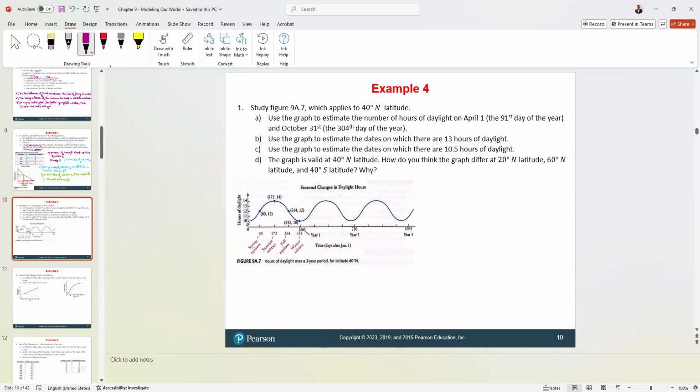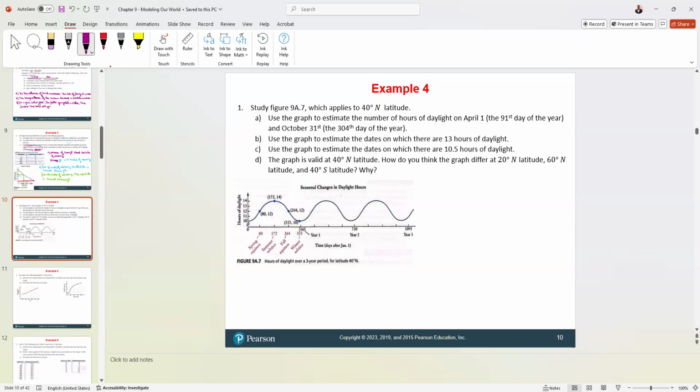Next, for this one, they ask you to use this figure again. It's in the textbook, and applies to 40 degrees north latitude. Use the graph to estimate the number of hours of daylight on April 1st, the 91st day of the year, and October 31st, the 304th day of the year. So we need to use it to estimate them. That's kind of easy to see as we go over the daylight curve, right?